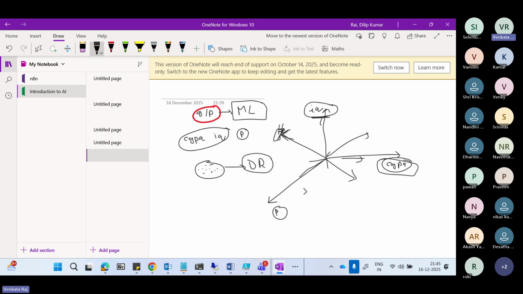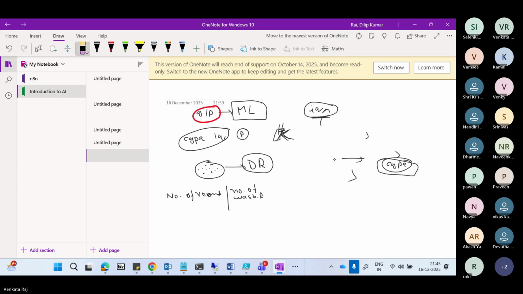Now, one more example I'll give you of dimensionality reduction is that, say, we have real estate data: number of rooms and number of washrooms. And we have the cost of that particular house. I'm just giving an example of dimensionality reduction.